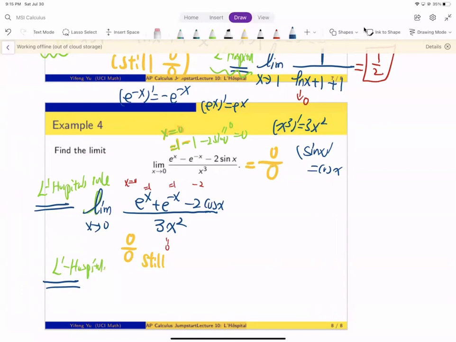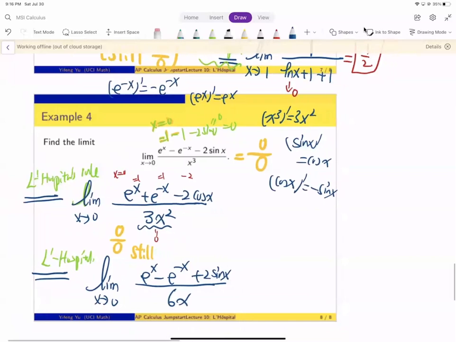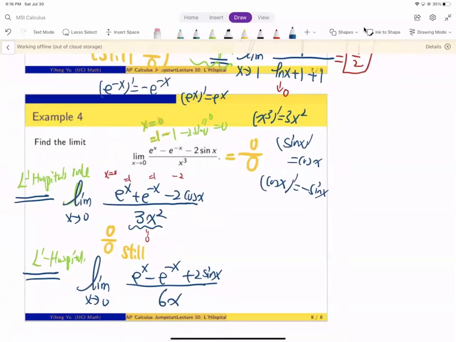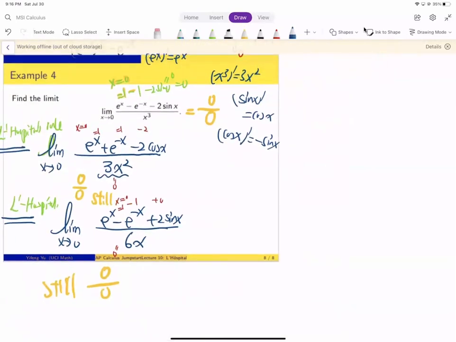Then this will be the limit as x goes to 0 of 6x, which is the derivative of 3x squared, and then e^x plus e^(-x) plus 2 sine x, because the derivative of cosine x is negative sine x. Are we done? Not quite. If you let x go to 0, you get 1 minus 1 plus 0, which is 0. Still 0 over 0. So what should we do? Apply L'Hopital's rule one more time.